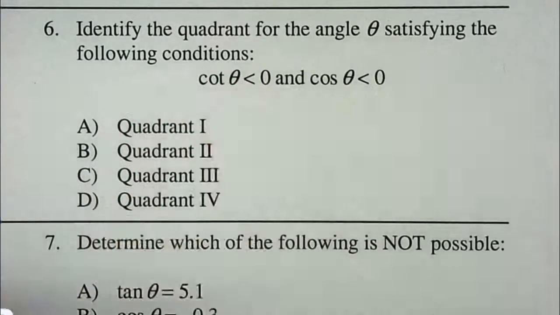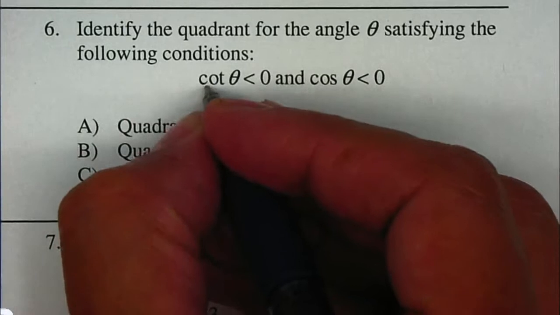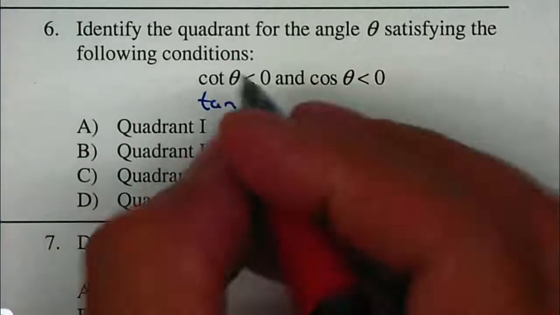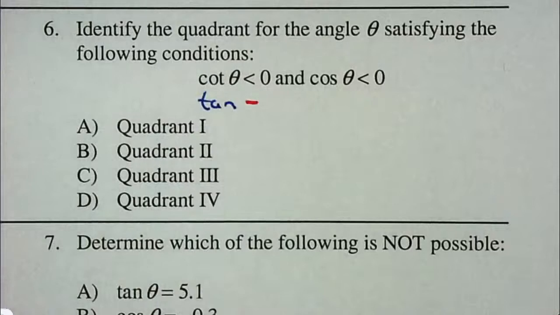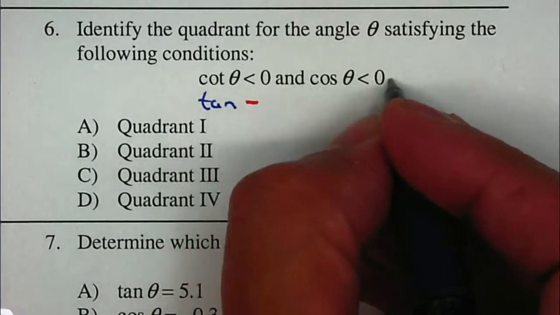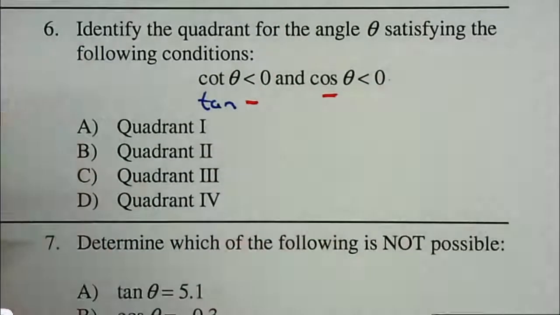Cotangent and the tangent have the same sign, so the reciprocal of cotangent is your tangent, and because it's less than 0, that means that tangent has to be negative. Cosine of the angle has to also be less than 0, so therefore your cosine has to be negative.